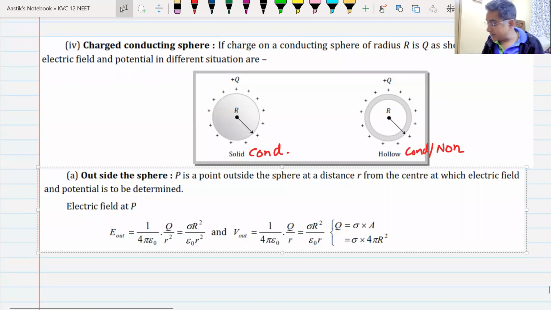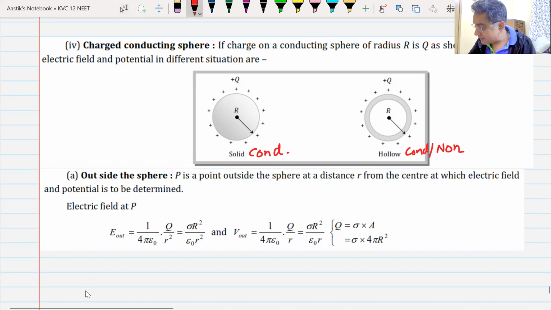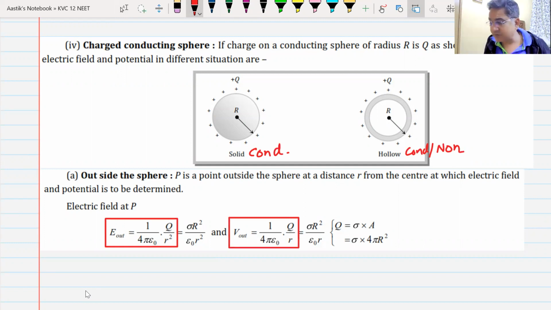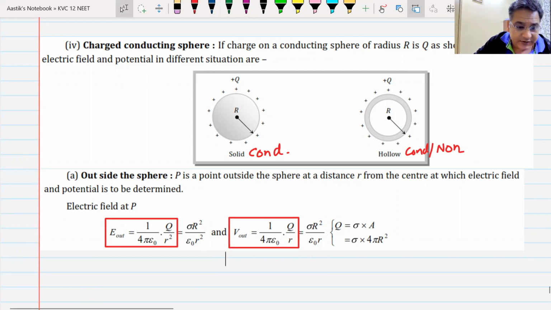So this is the formula for electric potential and electric field. It is written in different forms. You can just remember this form for electric field and this form for electric potential. The other formula is written in the form of sigma. If you want, you can remember it. If you don't want, you may not remember it. That is not required.